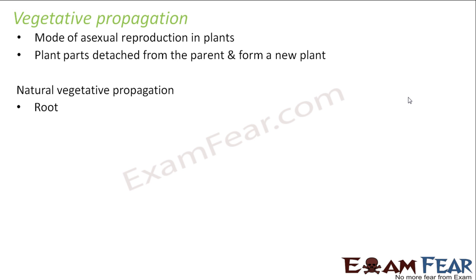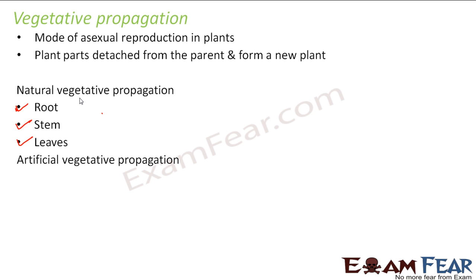Natural vegetative propagation can happen with plant roots, stems, or leaves. These are the plant parts which get detached from the parent plant and form a new plant altogether. And this detachment of the root, stem, or leaves happens on its own. I mean, we do not need to go and cut the root and then cut the stem or leaves to help grow a new plant. So things happen naturally. That is why they all fall under natural vegetative propagation.